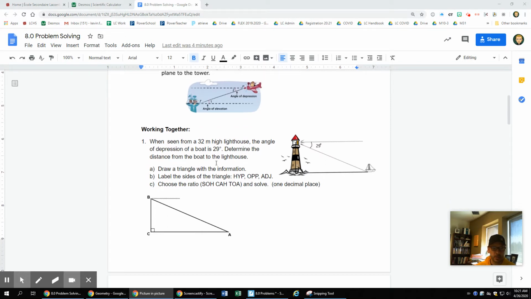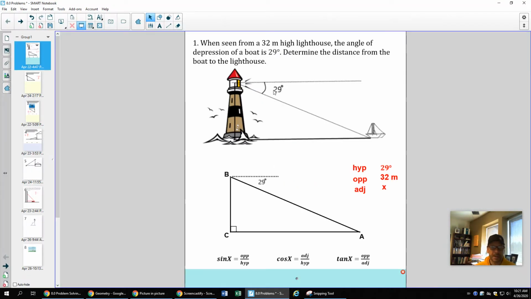So in our first example, I'm just going to change screens so we do some work. We have an angle of depression in our story. 32 meters is the height of the lighthouse. The angle of depression is 29 degrees. What's the distance from the boat to the lighthouse? So when seen from a 32 meter high lighthouse, for my triangle, that's from B to C, it's 32 meters high. The angle of depression is 29 degrees.